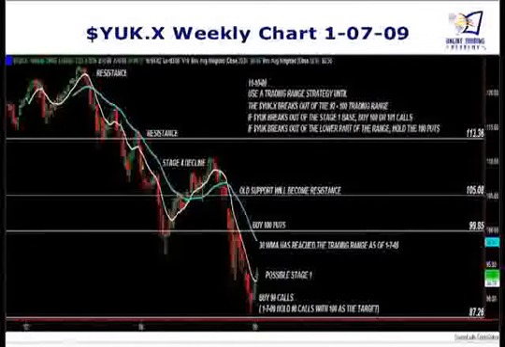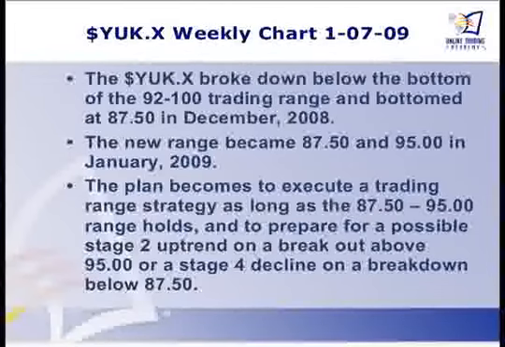But notice at 95, I started to stall out here. So I saw we were stalling out here, and I figured, okay, let's see what happens. Let's see if we channel between 90 and 95 or 87.50 and 95 for a while. Okay? So we talked about executing a trading range strategy and preparing for either a breakout to the downside below 87.50 or a breakout above 95 for a new breakout.